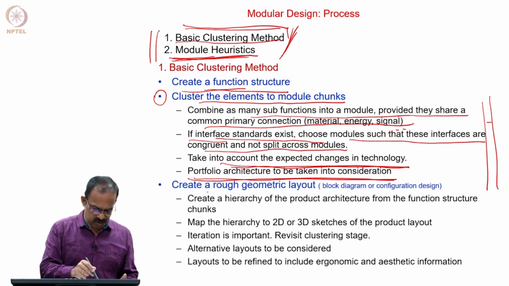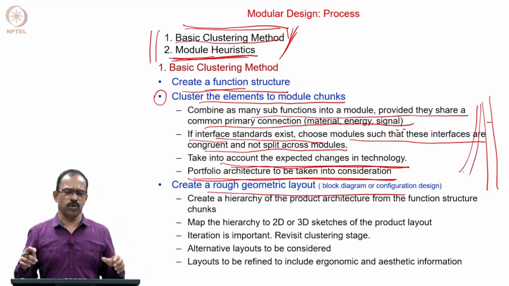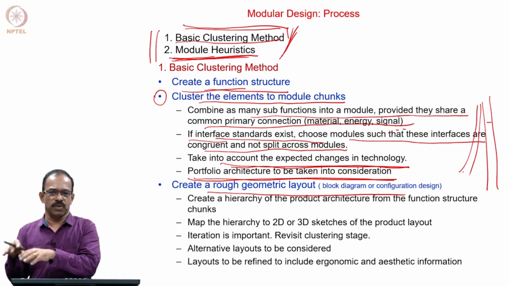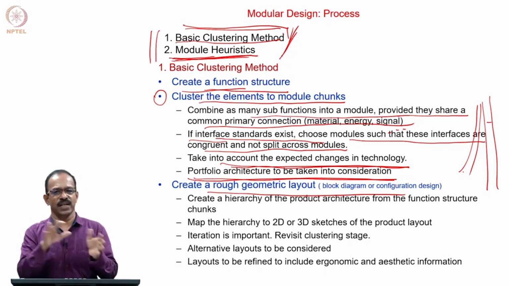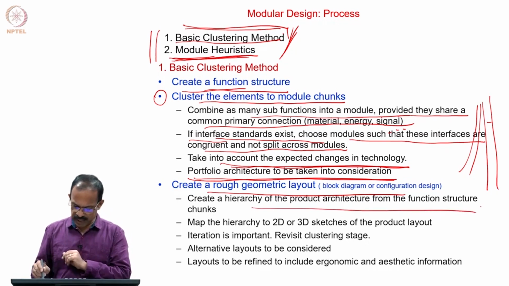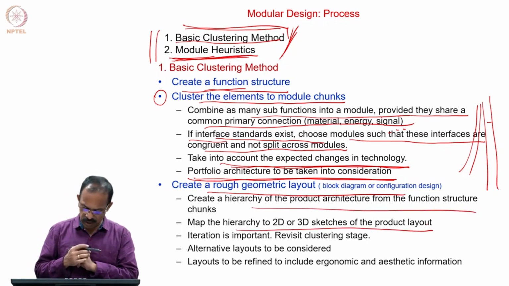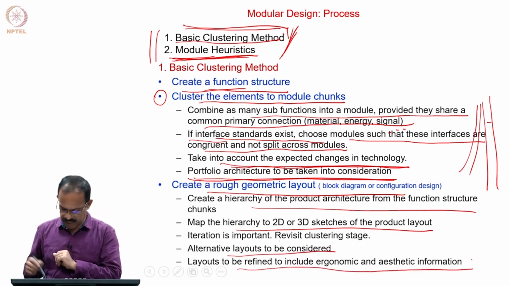Then create a rough geometric layout. Once you have done the modules, you create a rough geometric layout. You can say, this is the paper handling module, this is the power supply module, this is the control module, and this becomes the chassis. Like that you can have the rough geometric layout and hierarchy of the product architecture from the function structure, map the hierarchy to 2D or 3D sketches, and alternate layouts can be considered, and layouts refined including ergonomic and aesthetic information.